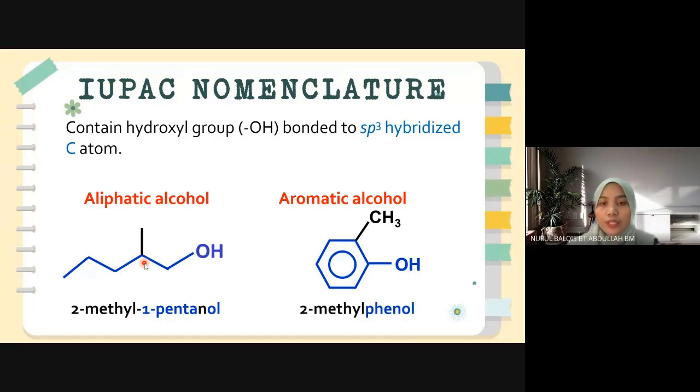Awak juga boleh guna ortho-methylphenol. Okay, sebab dia combinations of number. Dia tak kisah difference kat situ pun boleh guna juga. Alright.